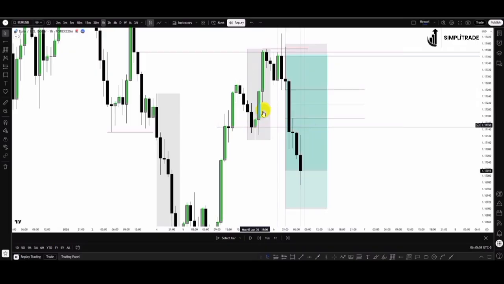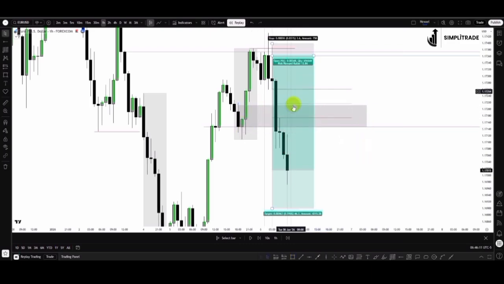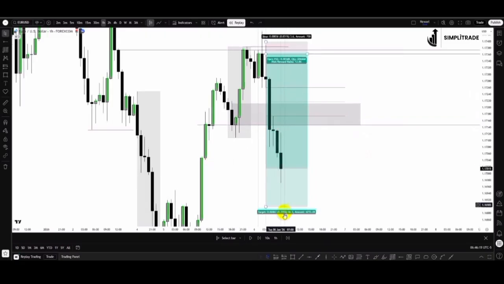This served as a breaker already. This zone served as a breaker. So you already know you have a breaker zone here. You have a breaker here, just likely above a fair value gap. So possibly now we can see an entry at the breaker. So let's see what happens.